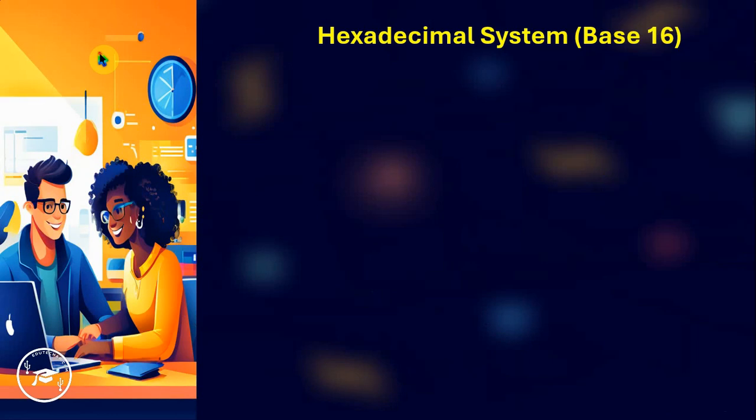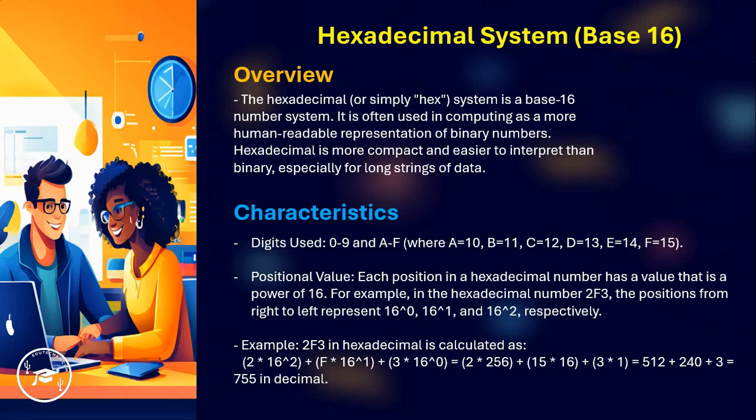Okay, so we take a look at the hexadecimal system. What do we mean by that? The hexadecimal system, or simply hex system, is a base 16 number system. It is often used in computing as a more human-readable representation of binary numbers.